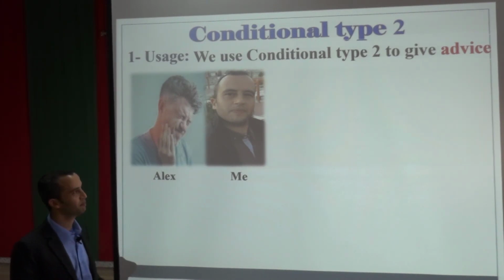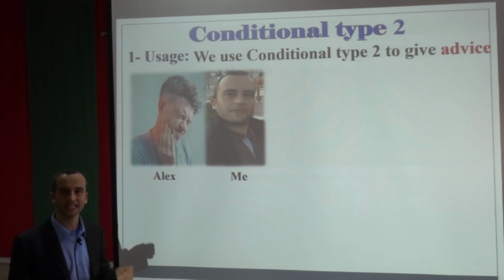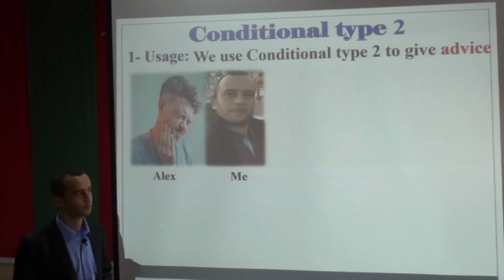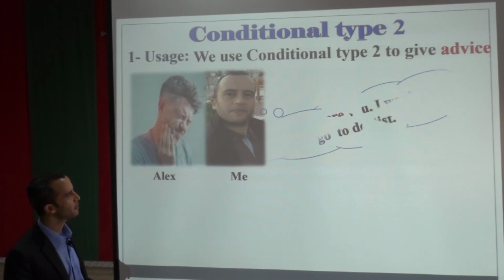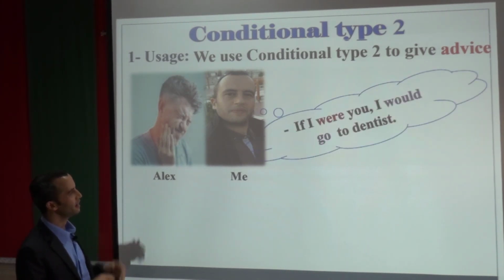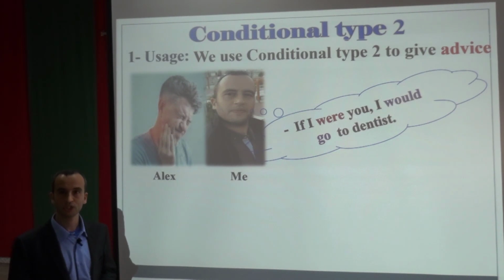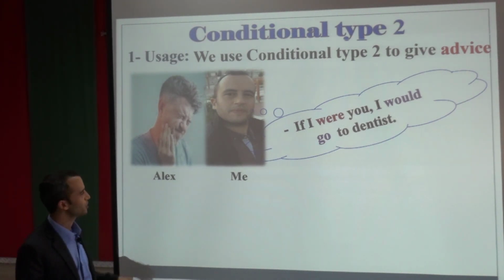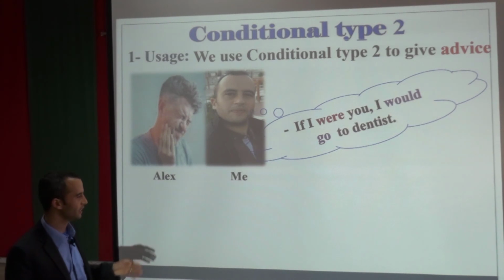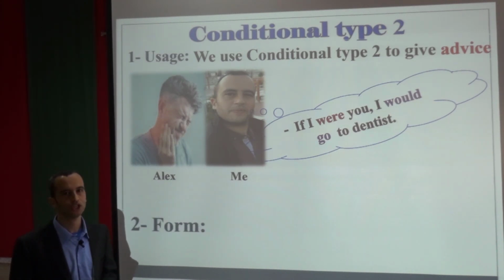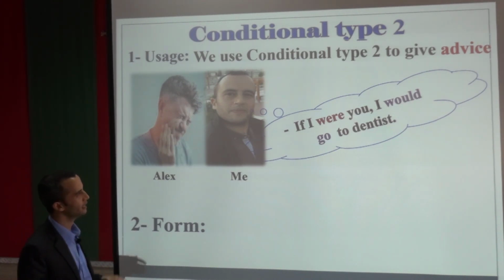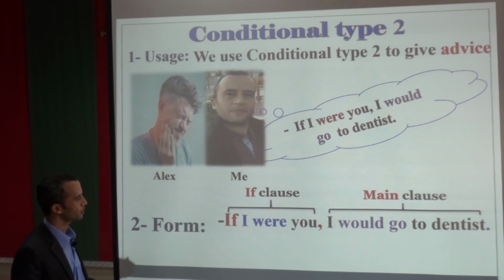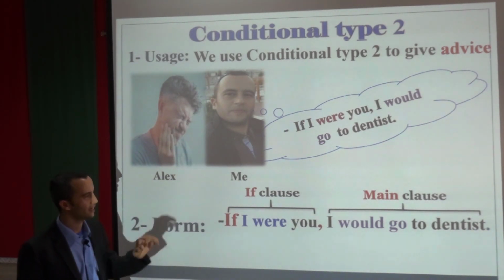Now, let me give him a piece of advice using conditional type 2. So I would say simply, hey, Alex, if I were you, I would go to the dentist. So you see now, we use conditional type 2 to give advice. So let us discuss the form. And here, dear students, make sure that there is something very important that we can mention in this form. So as you can see here again, we have the main clause and the if clause.